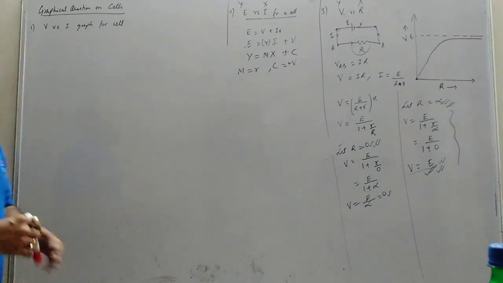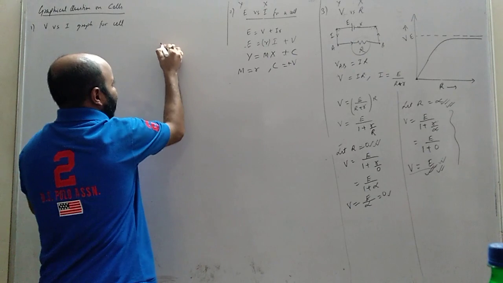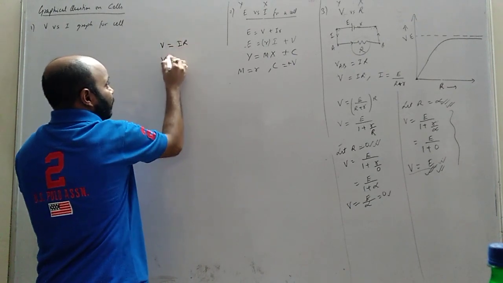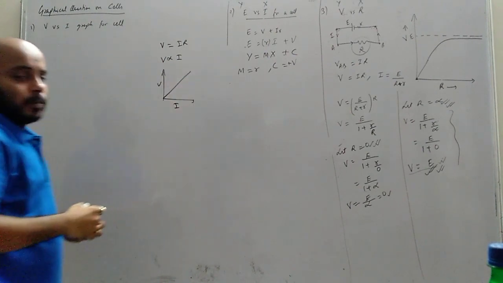Okay, potential difference across the cell. Now, don't just look at V versus I. For example, a student makes a mistake like this. Okay, V versus I graph. V is proportional to I. The graph will be like this, a straight line. Done, job is done.